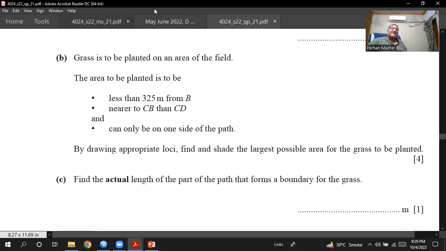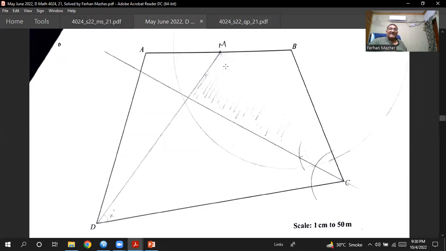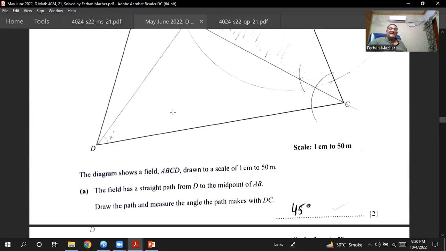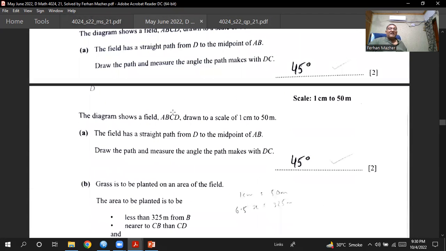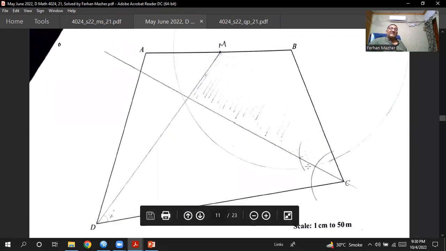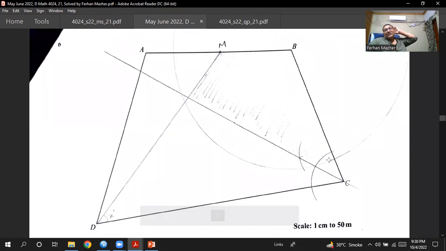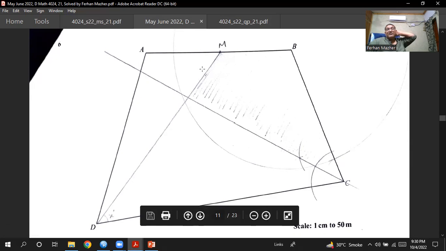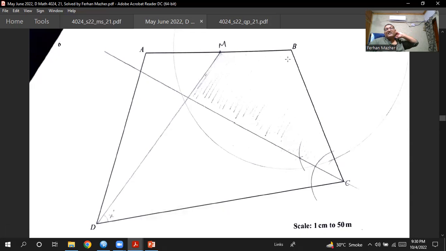Okay, so then let me show you. This is that area. You have to remain, he said, nearer to CB than the CD. So this was the angle bisector. So you have to remain near the CB. So this is that area. You have to remain inside the circle. So you will remain inside this circle. You have to remain one side of that path. So that path is DM. So you will remain here. So this is that area. This area is shaded.